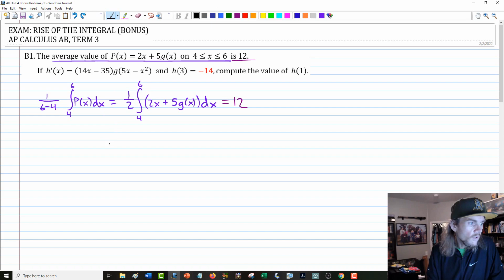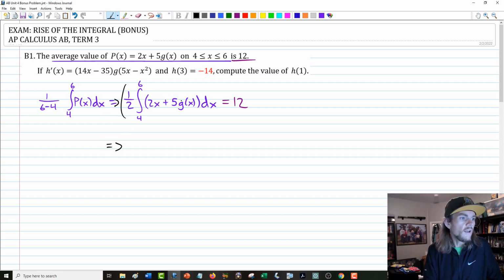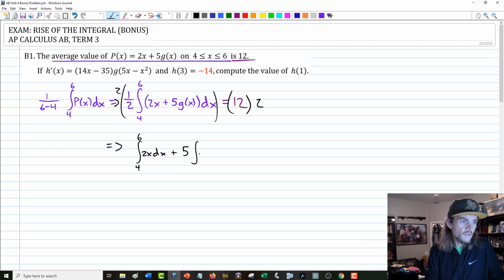So from here, what am I going to do? I'm going to first multiply both sides by 2. I should probably clarify that with an implies sign. I'm going to multiply both sides of this equation by 2. That's going to give me the integral from 4 to 6 of 2x plus 5g of x. I'm also going to use the integral properties there, I'll just do them at the same step. So the integral from 4 to 6 of 2x dx plus 5 times the integral from 4 to 6 of g of x dx. And that whole thing is now equal to 24.